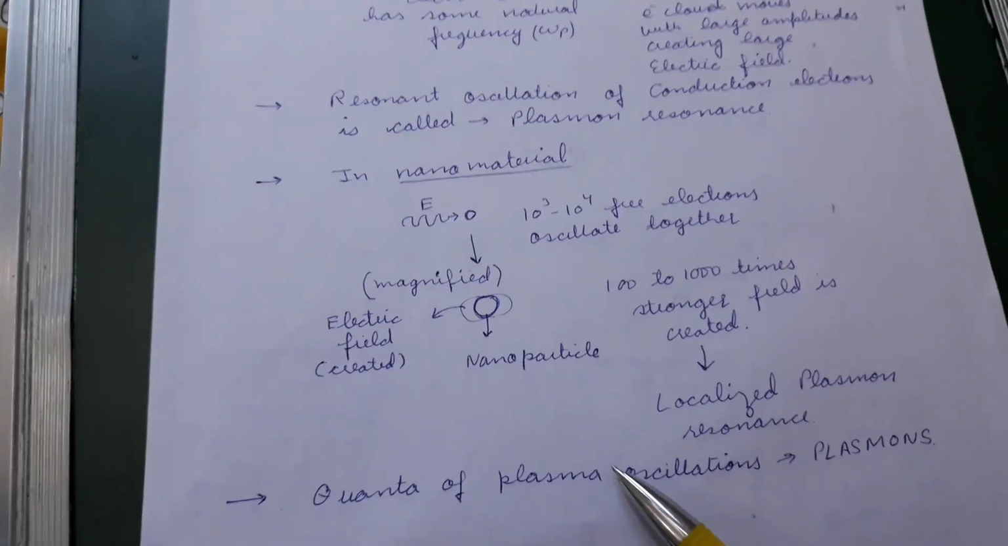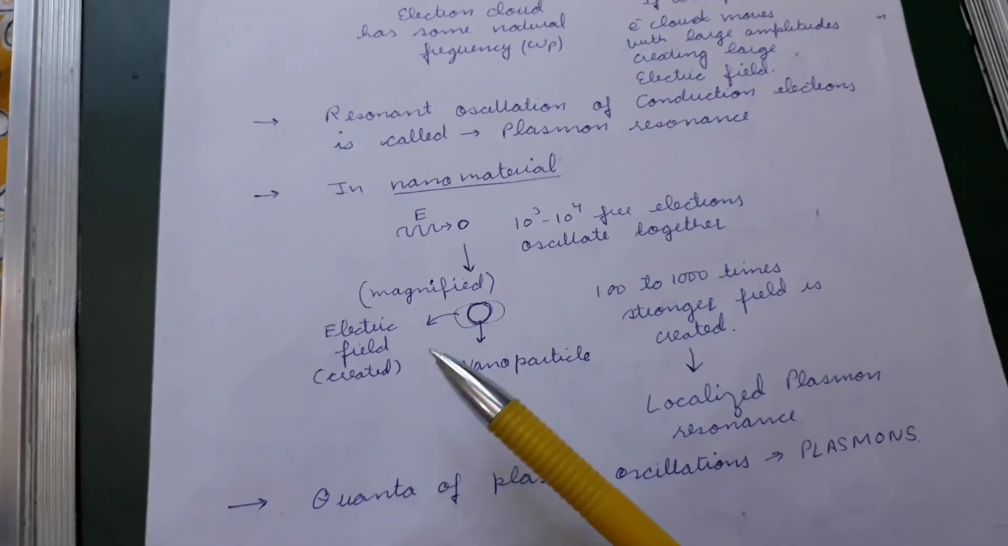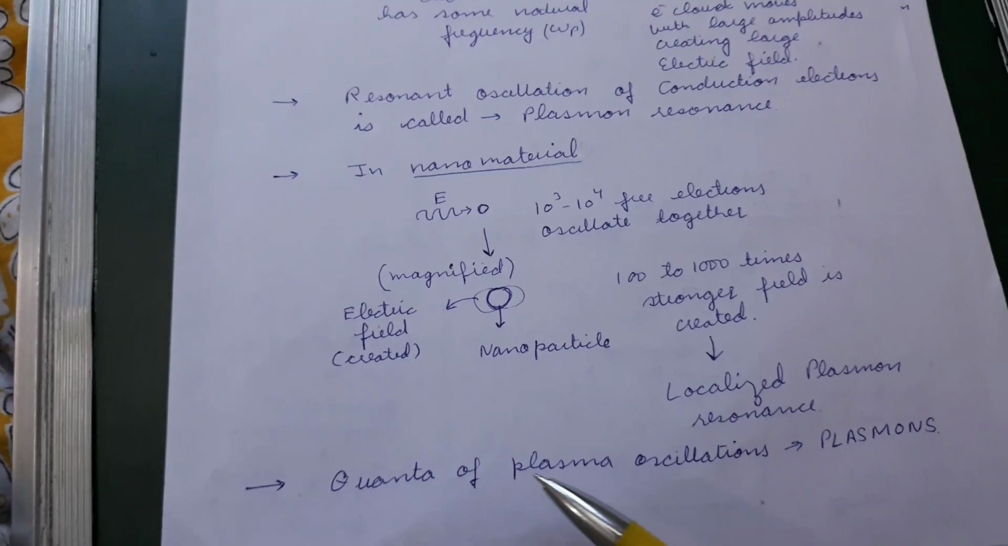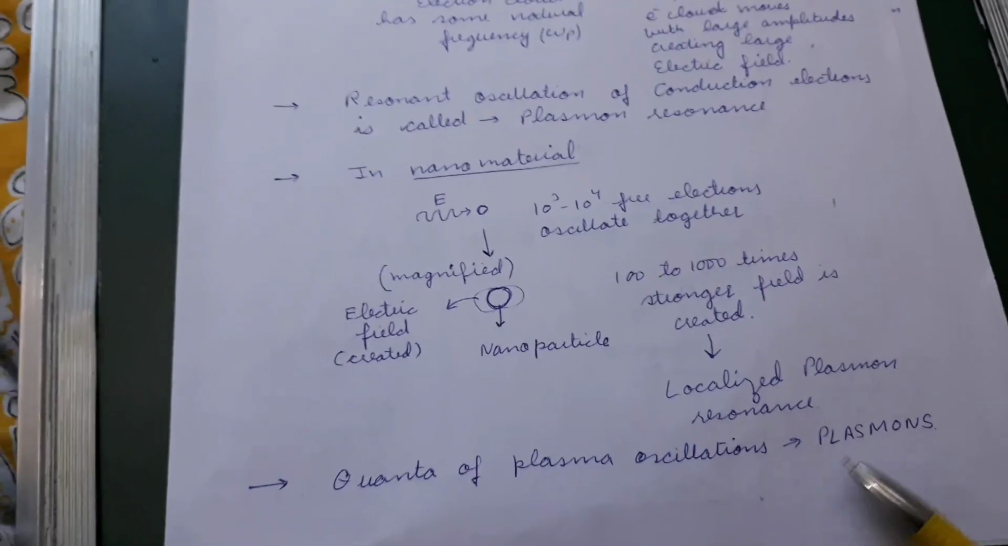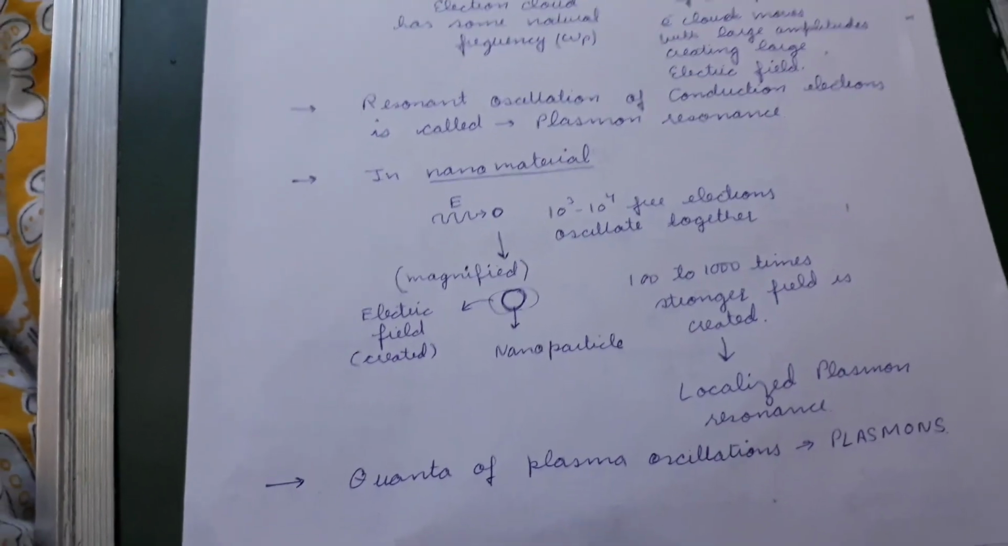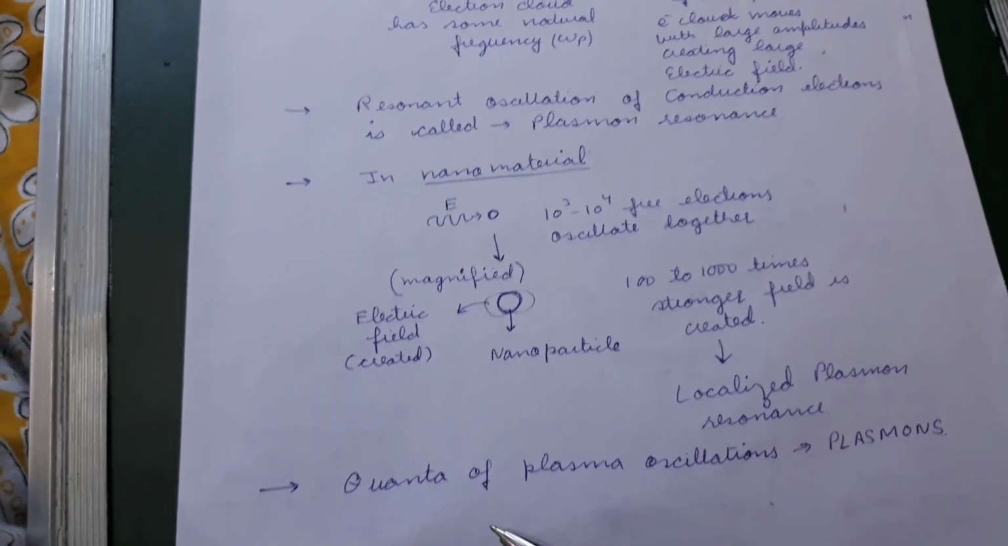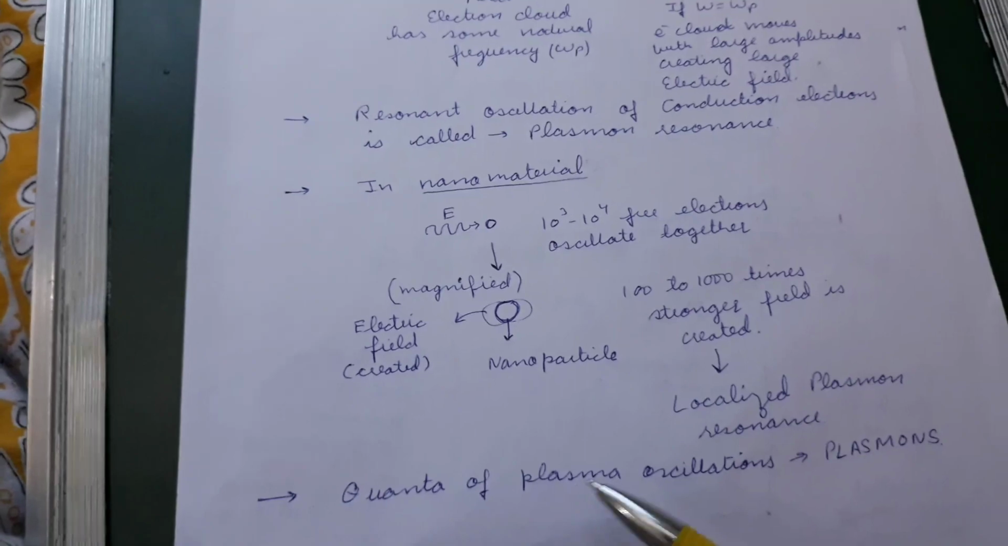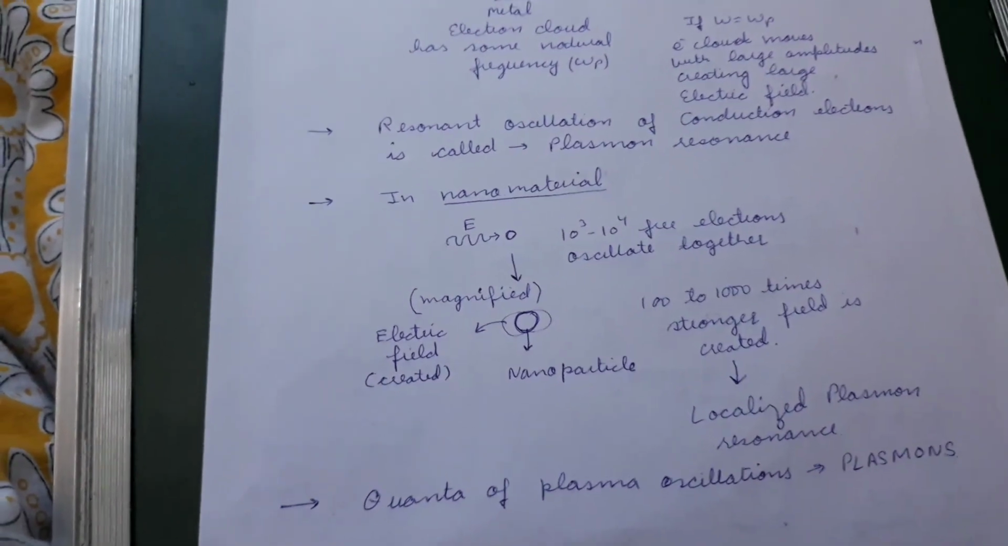So we have plasma oscillations in bulk as well as in nanomaterials. The quanta of plasma oscillation is called plasmons. Similarly, just as a quantum of electromagnetic radiation is called a photon, a quantum of plasma oscillations is called a plasmon.